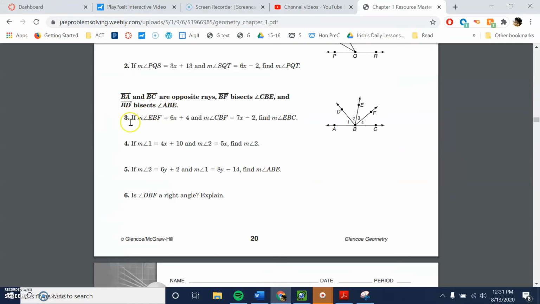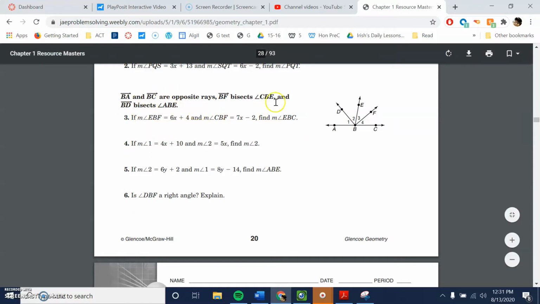So we're going to do number 3 and number 6. Number 3 and number 6. So write down the bold face writing and draw the picture, and number 3 and number 6. Go. All right, check it out.